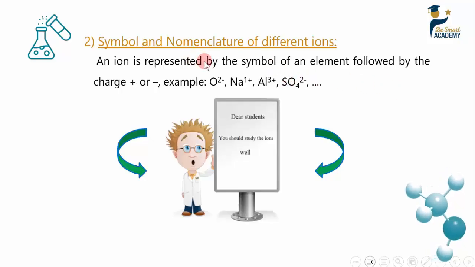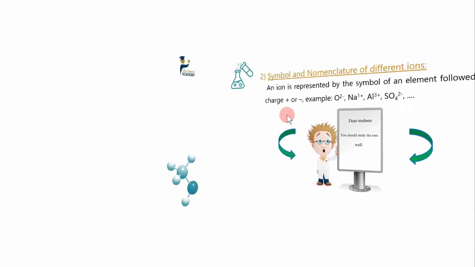فاذا an ion is represented by the symbol of an element followed by the charge. يعني for example بنقول O2 minus، ما بنقول O minus 2، وإنما O the symbol of the element followed by the number then the charge: O2 minus, Na1 plus or Na plus, Al3 plus, SO4 2 minus and so on.